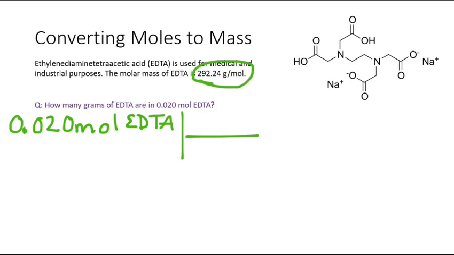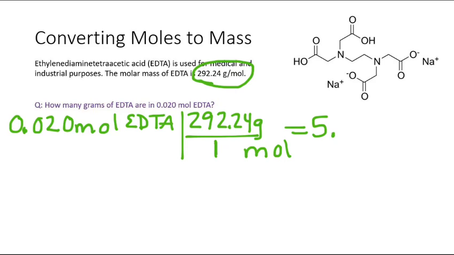Now, whether you put the conversion in the numerator or the denominator depends on the units. I actually start these calculations by putting the units in first, personally, so I know I can cancel them in the end. So now I know I need to go from moles to grams. 1 mole of EDTA is 292.24 grams.